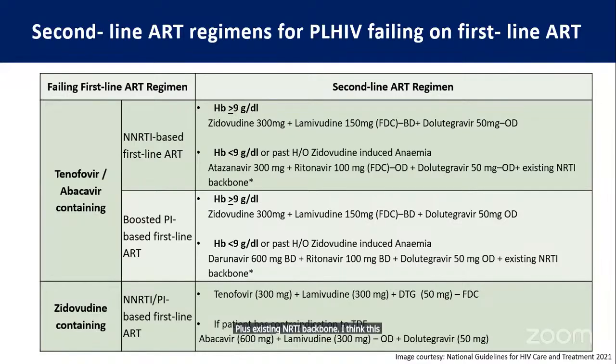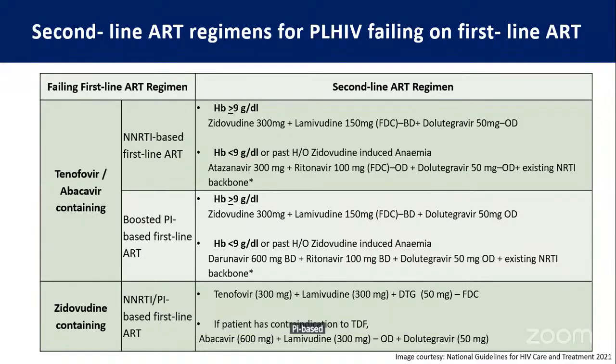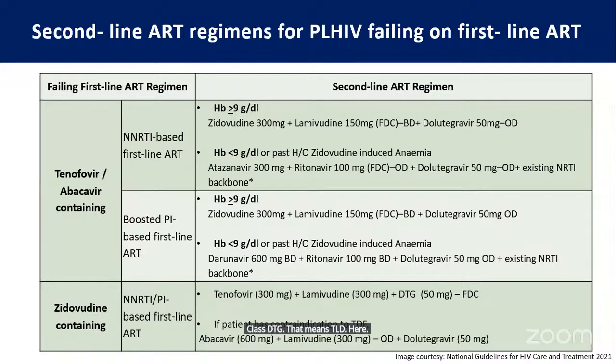I think this is clear. And if the patient is on a zidovudine-based regimen, whether the patient is on NNRTI or PI-based first-line ART, the preferred NRTI would be tenofovir lamivudine plus DTG. That means TLD, here it will be used as a second-line regimen. We use TLD as first line in a vast majority of our patients.